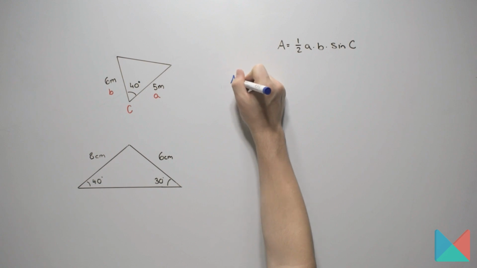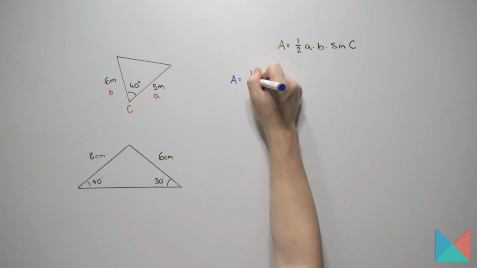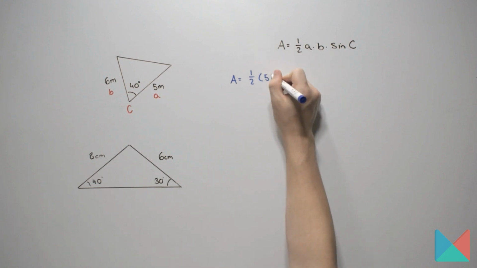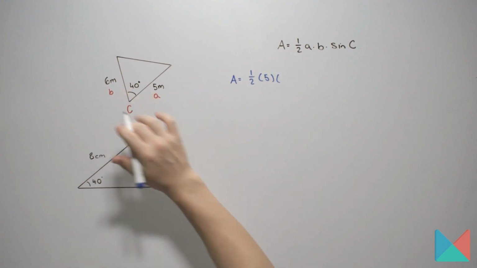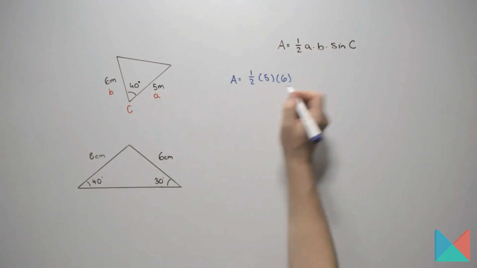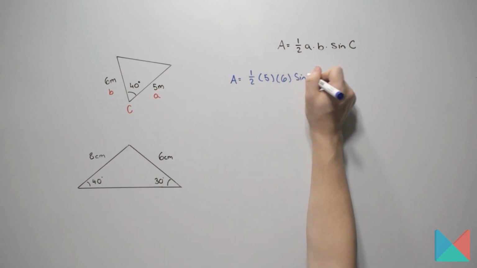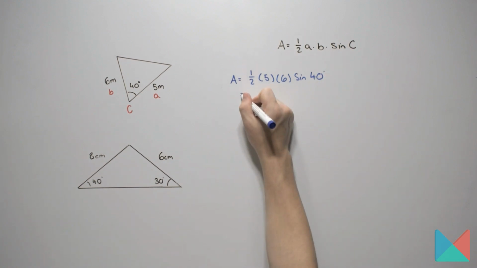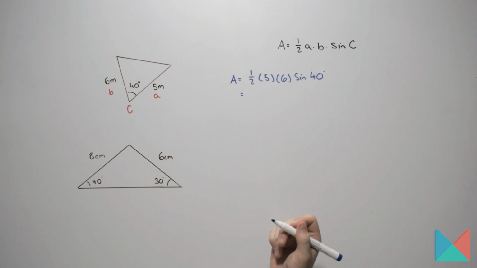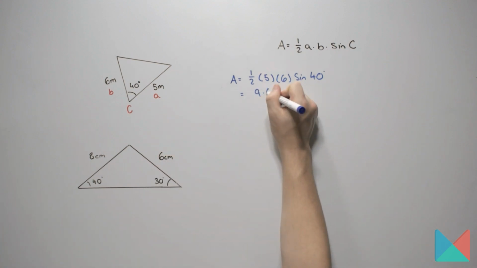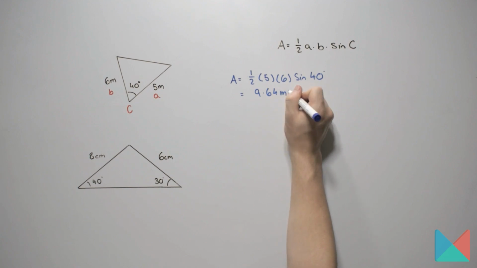So we get the area of our triangle equals half A, which is going to be 5, times B, which is 6, times sine of our angle C, which is sine of 40 degrees. And by solving on our calculator, we get our area for this particular triangle is 9.64 meters squared.